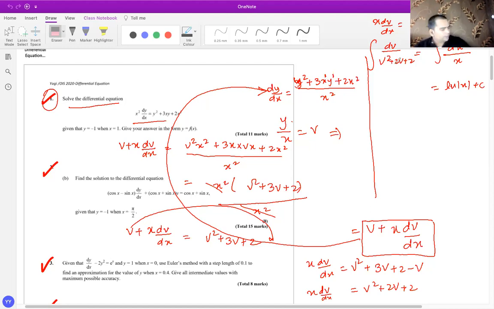So now v squared plus 2v plus 2, the first thing you can think of is that it is not factorizable. So how can we integrate this? Obviously, what I use is the integration of this logic: the integral of 1 over a squared plus x squared is 1 over a tan inverse x over a.